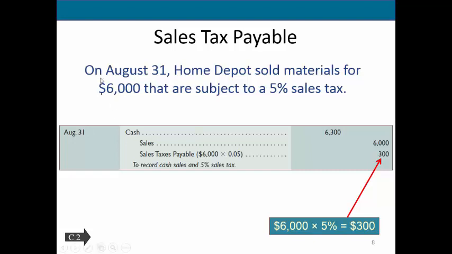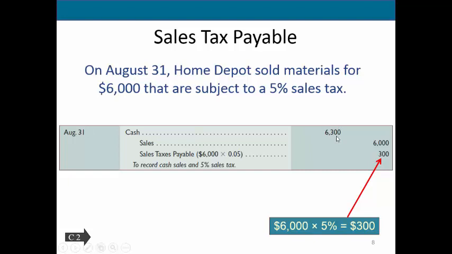So let's look at an example where Home Depot sold materials for $6,000. And these materials, in whatever state they're in, have a 5% sales tax. So the sales revenue is $6,000. However, when the sale was made, they collected the $6,000 plus the appropriate portion of sales tax. 5% of $6,000 is $300. So in total, Home Depot gets cash of $6,300. What's very important is that this extra $300 is not revenue.